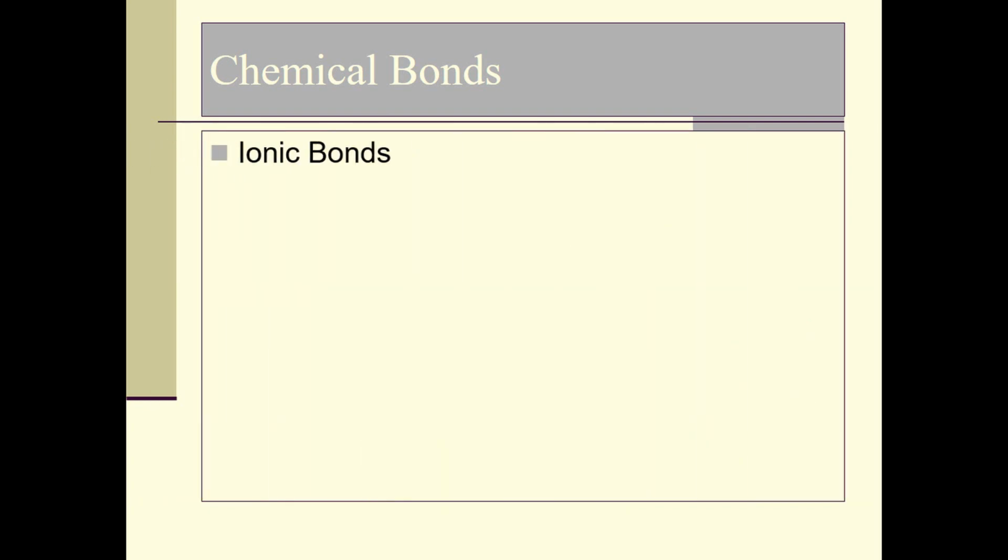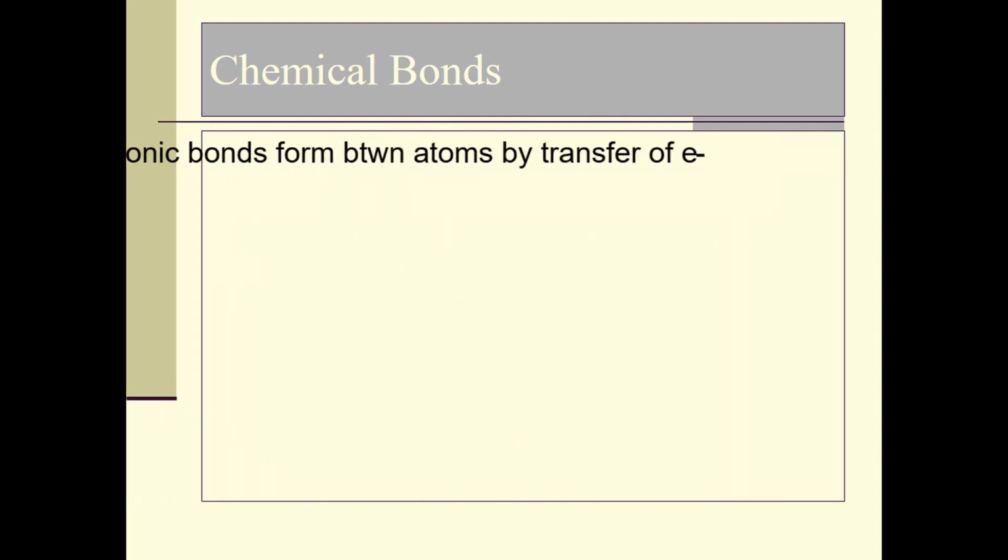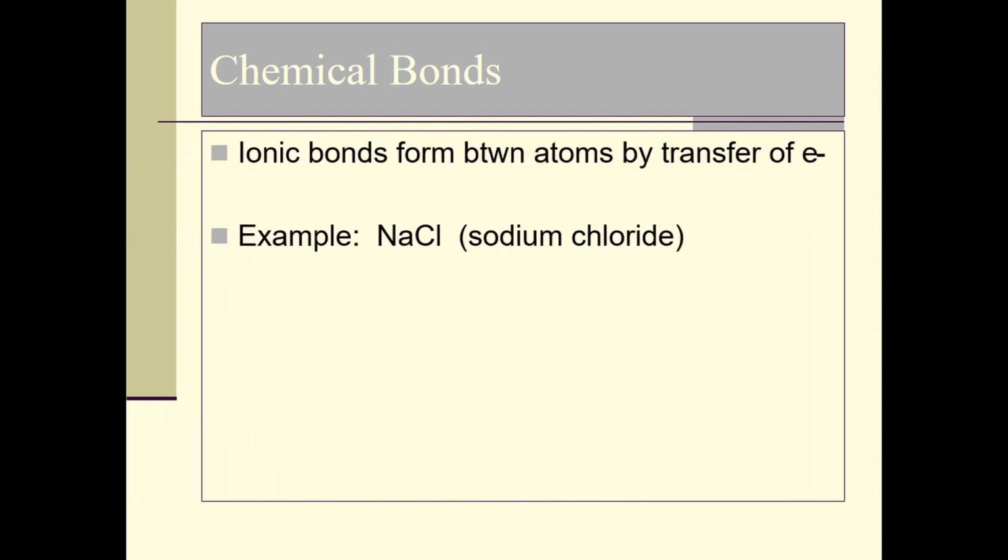Okay, ionic bonds. This is from the transfer of electrons. So that's from the transfer of electrons. So the only example that we are going to talk about is sodium. The next slide has an image of this. I would rather see you see how it is constructed first.